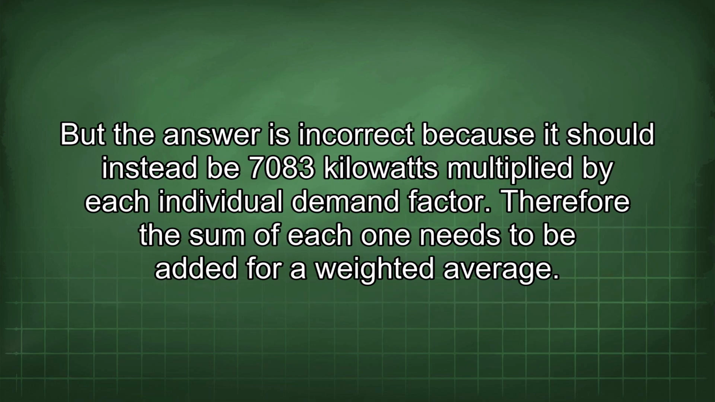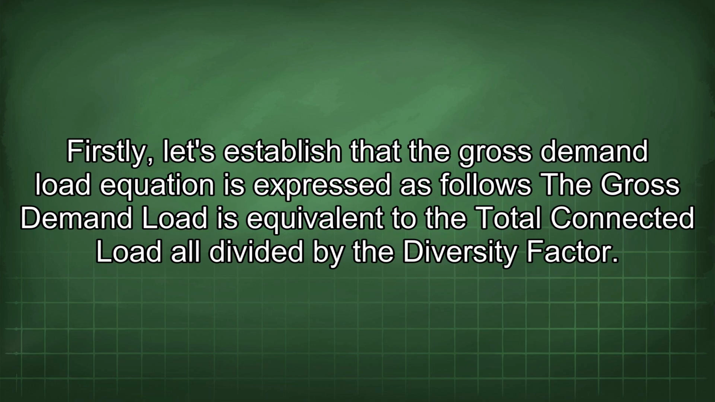But the answer is incorrect because it should instead be 7083 kilowatts multiplied by each individual demand factor. Therefore, the sum of each one needs to be added for a weighted average. Firstly, let's establish that the gross demand load equation is expressed as follows. The gross demand load is equivalent to the total connected load all divided by the diversity factor.